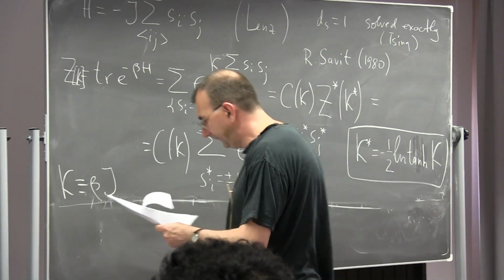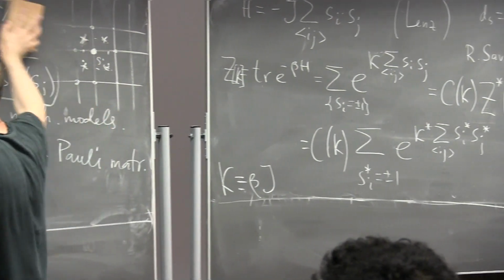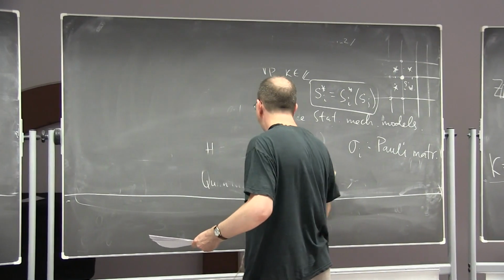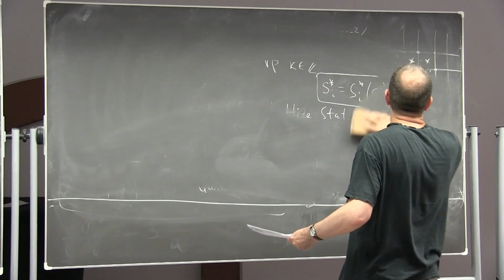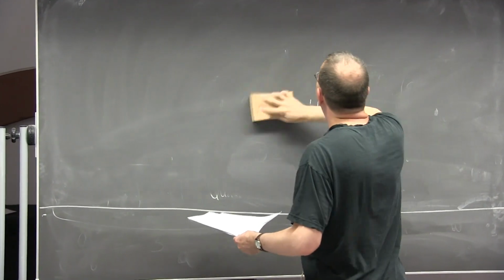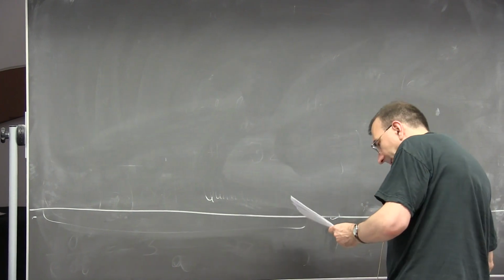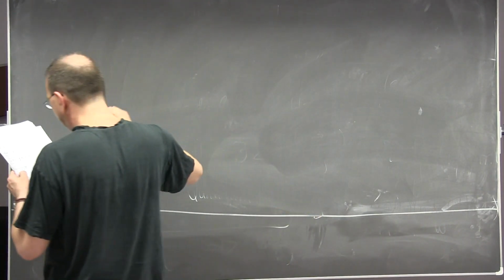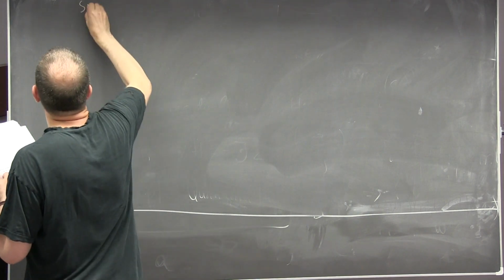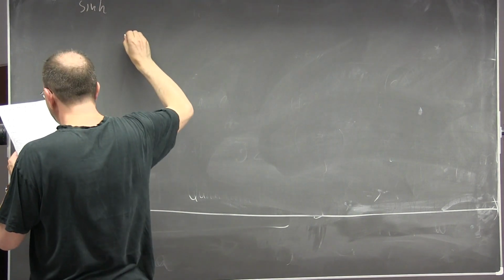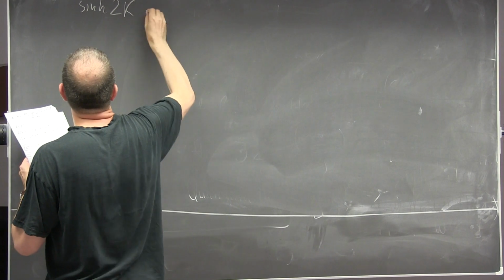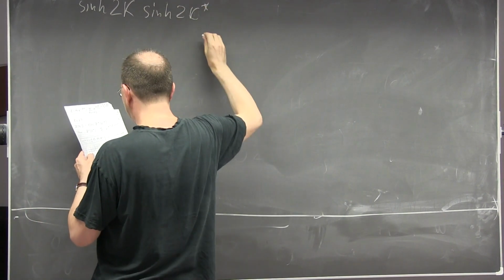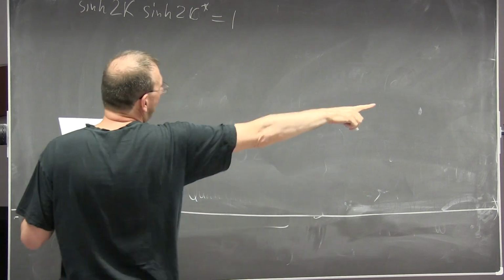And this is a very instructive and simple plot, which tells you that we are dealing with duality of the Kramers-Wannier type. So you can actually write this expression for K in an equivalent form. It's kind of more symmetric and more beautiful: sinh 2K times sinh 2K star is equal to 1. It's the same as that.